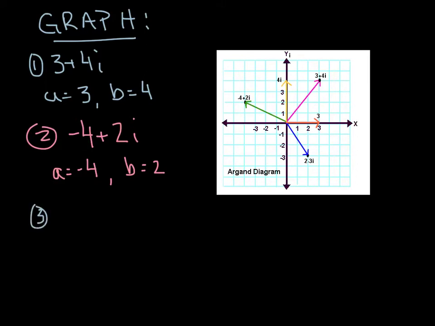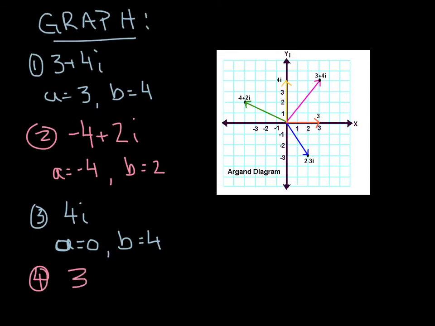Like sometimes they may just say, hey, I want you to graph 4i. Now believe it or not, that's still a complex number. It's just that the a component, or the real component, is 0, and then the b component is 4. So you wouldn't walk left or right at all. You would simply start at the origin and go straight up 4 units, and there would be your ray.